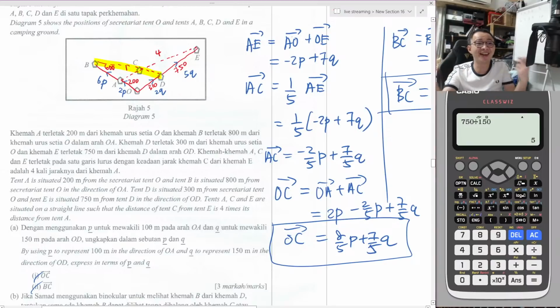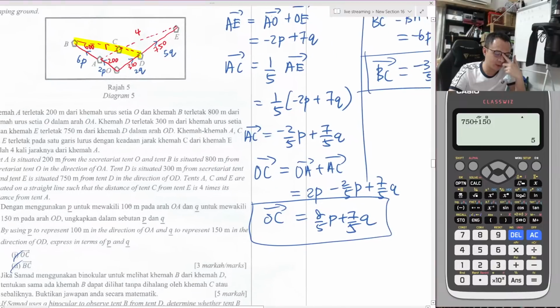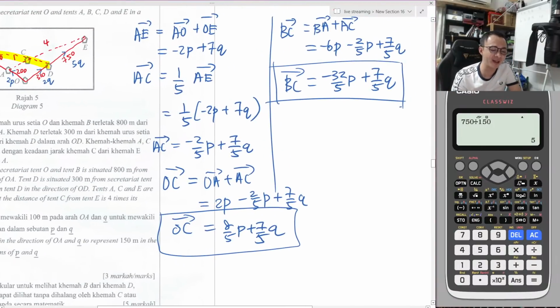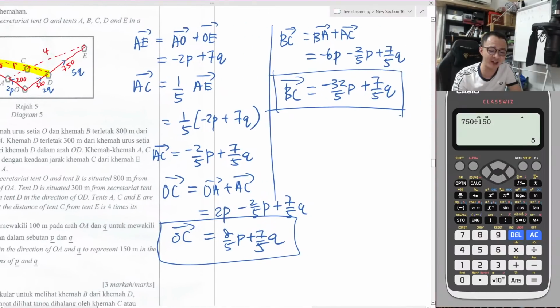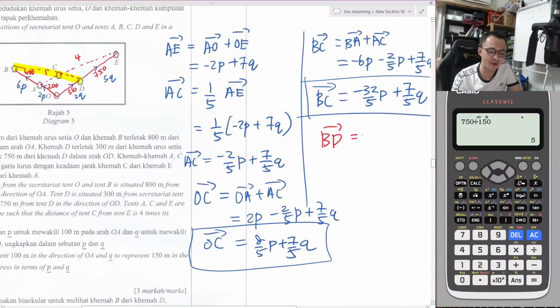BCD, is it a straight line, collinear or not? If they are a straight line, definitely when you observe from D, you will be blocked by C, 10C. But if they are not collinear, they will never be blocked. So what I want to do here is I already have the BC. I want to find one more vector. Maybe I find a vector for BD. B to D, I will say is B to O plus O to D. So B to O is negative 8P. O to D is 2Q.